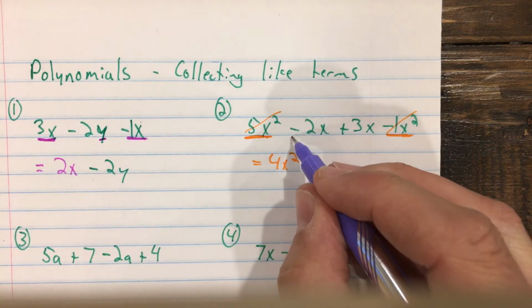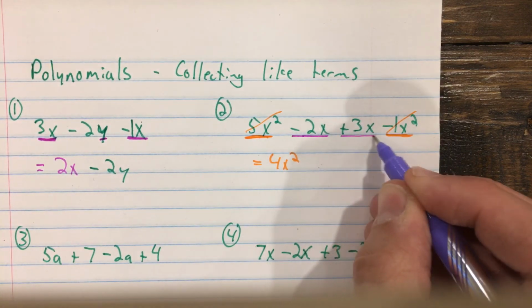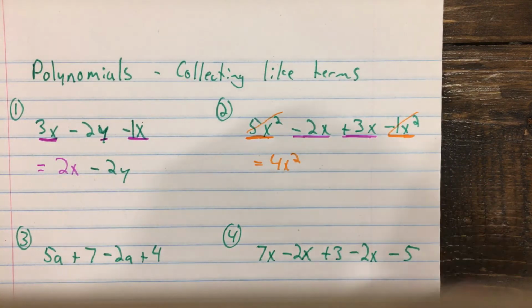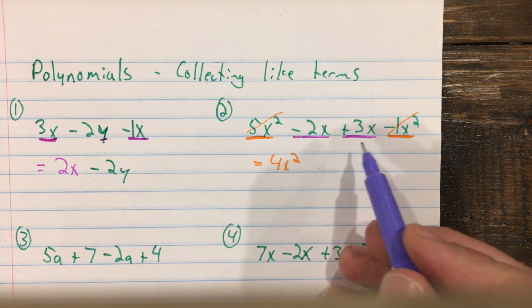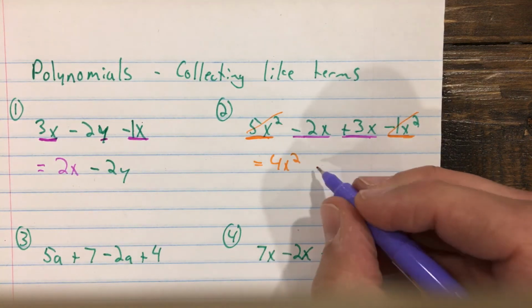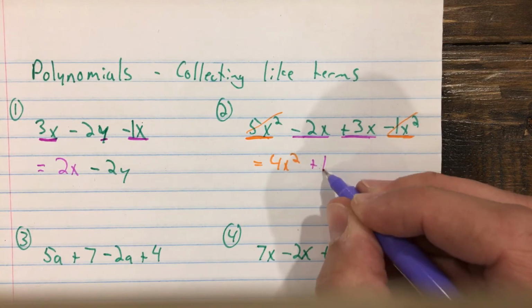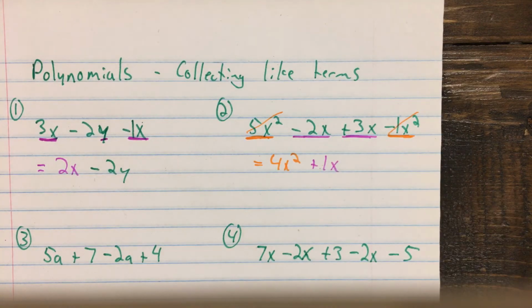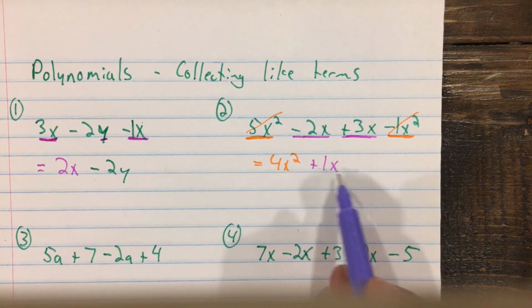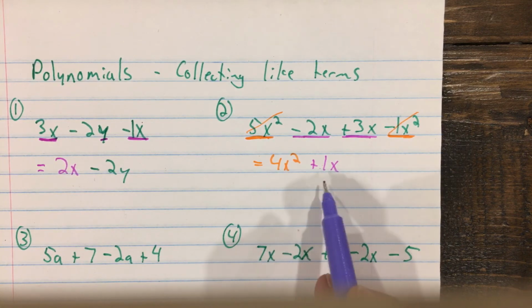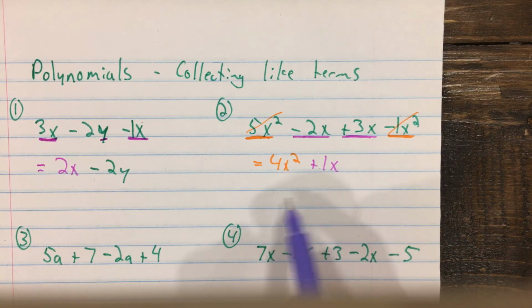Now I have a negative 2x plus 3x. Whenever adding integers, I always think of temperature. If it's negative 2 degrees outside and it goes up 3 degrees, how warm is it? Well, it would be plus 1x, or 1 degree. So your final answer there is 4x squared plus 1x. Do not combine those. Those do not equal 5 of anything.